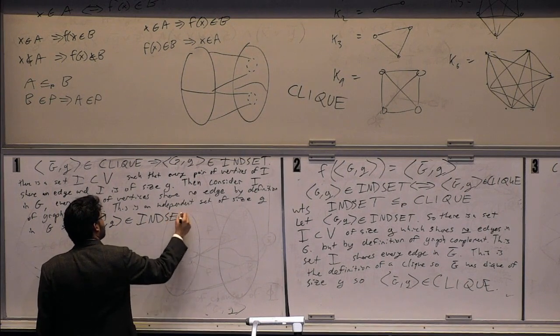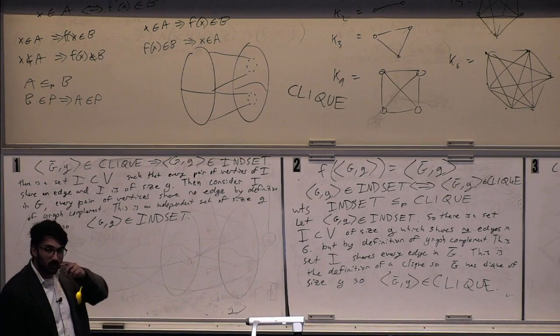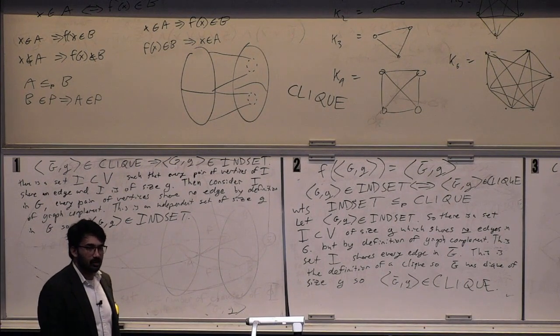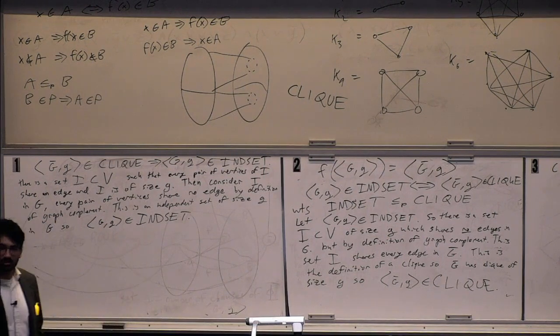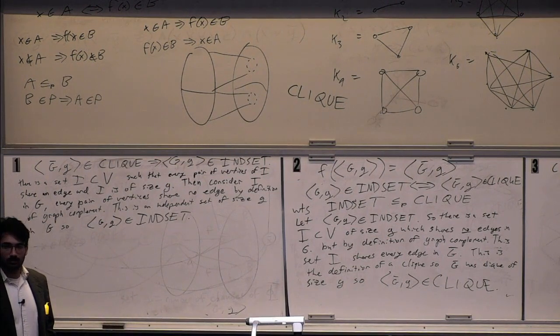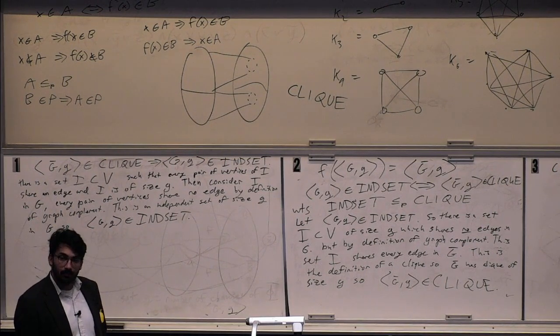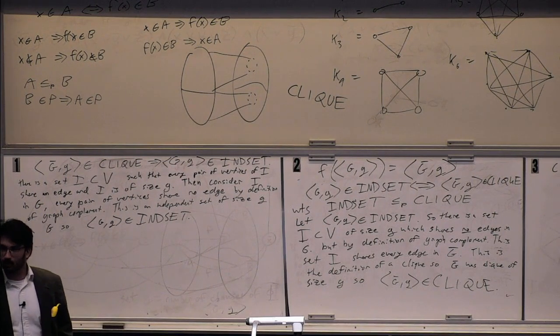We've proven the problem is in NP. We gave a reduction. We showed that it was an if and only if. We can conclude that clique is exactly as hard as independent set. They're both NP-complete problems. Any questions on this proof? Yes. What do we want to show? Yeah, the statement we're trying to prove.